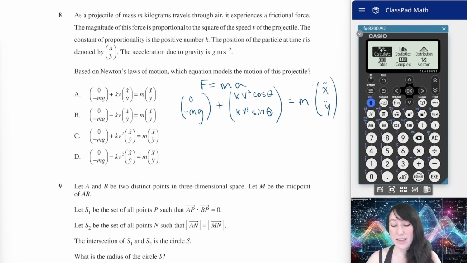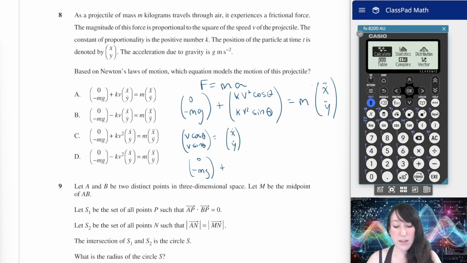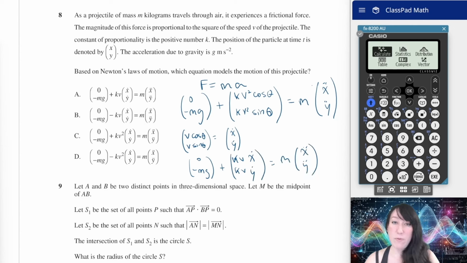Now, what can we do with that second vector there? Well, we do know that v cosine theta and v sine theta would equal the horizontal component for velocity with respect to time, since, again, theta is a function of time, and the vertical as well. So we can rewrite that second vector by using one of the factors of v in v squared to create the vector for velocity. And then if we pull out that constant kv from that second vector, we will get answer B.